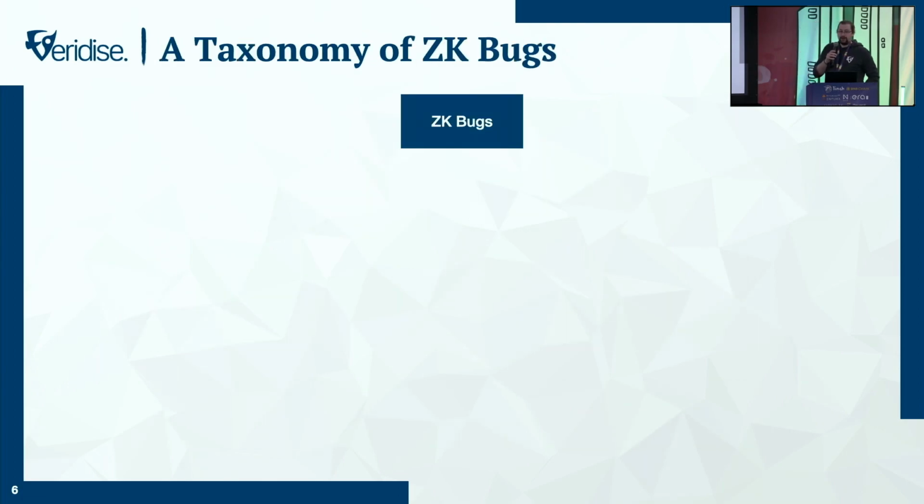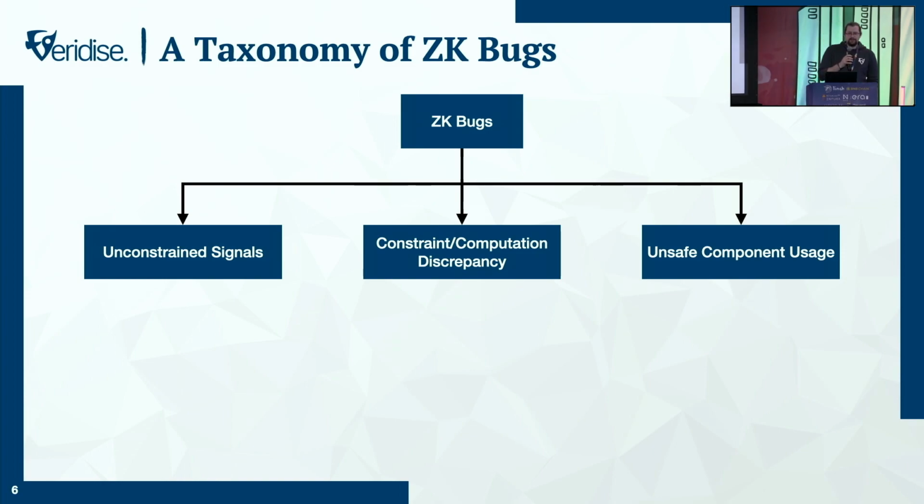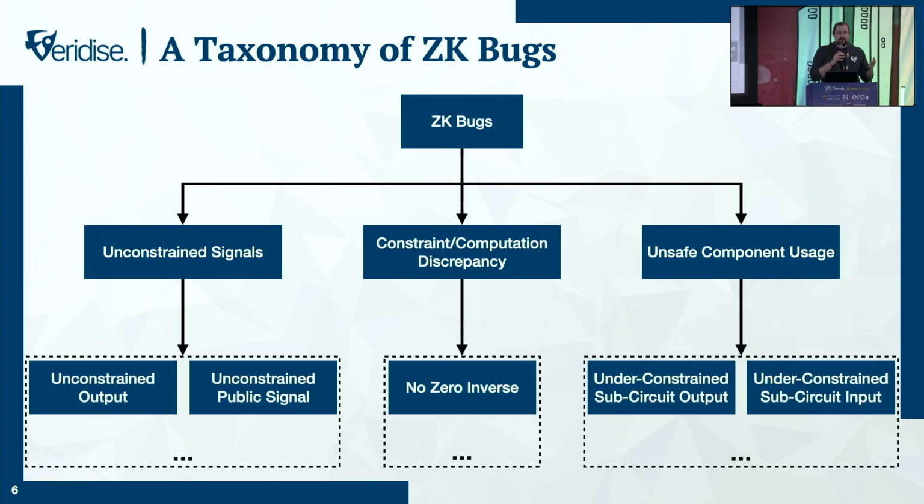First we're going to establish a taxonomy of these equivalence bugs. Essentially, you've got a ZK circuit, and we can decompose these bugs into a couple of different categories. First, you can have completely unconstrained signals. You can also have discrepancies between your constraints and computation. And finally, you can use subcircuits in some unsafe way. We're going to go into what each of these means. An important thing to note is that each of these can be decomposed into further subcategories, so I'm not going to go into extreme depth on all of these, but I'll show an example of what these are.